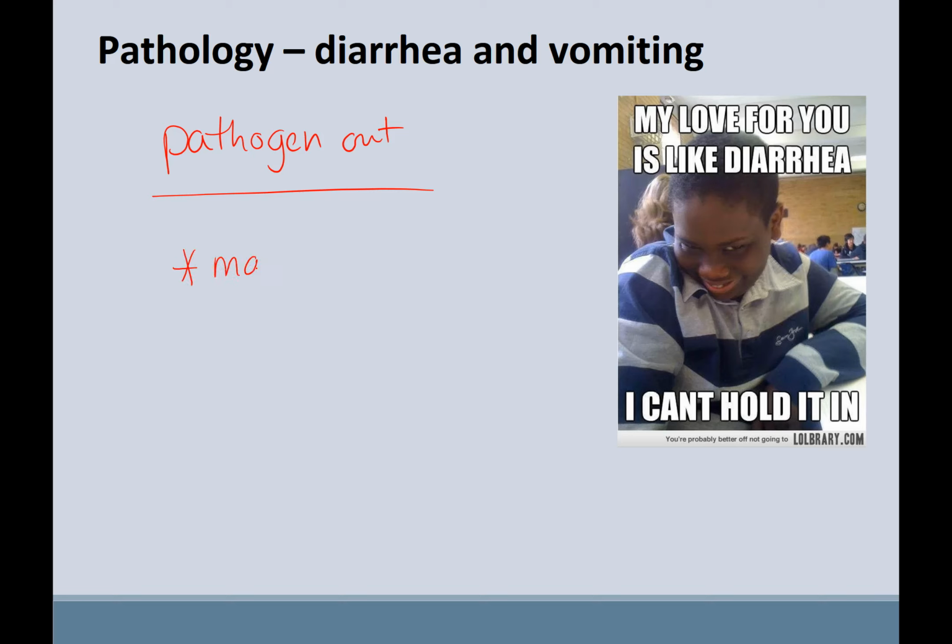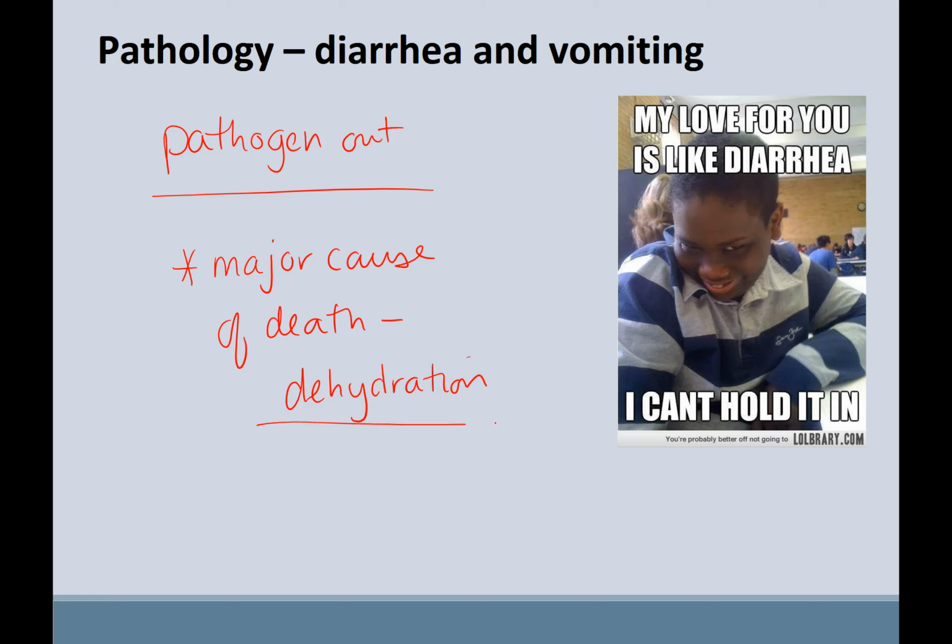This is a major cause of death in children. Dehydration. Okay, so with that massive water loss, you have the risk of becoming dehydrated.